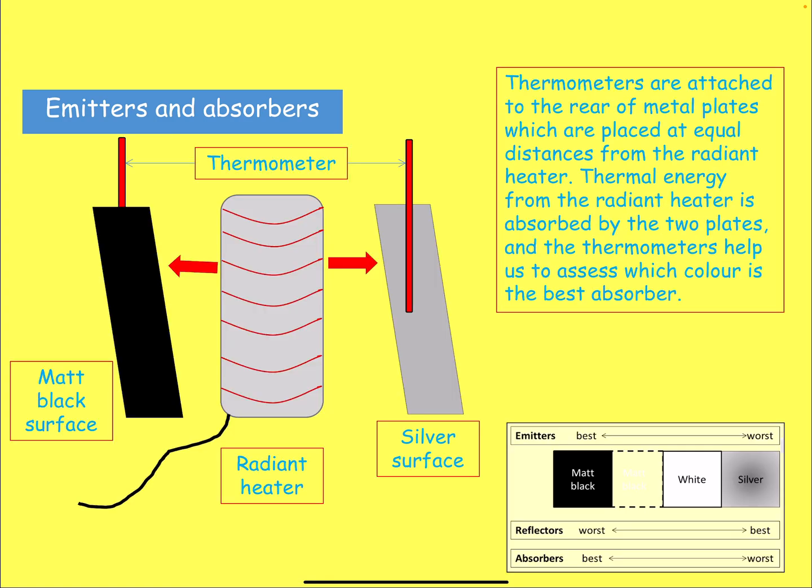Move on. This one is where we are measuring, we have a radiator, we have thermometers attached to the rear of 2 metal plates, and thermal energy from the radiant heater is then absorbed by the 2 plates, and the thermometers help us to assess which colour is the best absorber. Which colour will be the best absorber? In other words, which thermometer will show a higher reading? Okay, I hope you said black. As you can see from here, black is the best absorber.